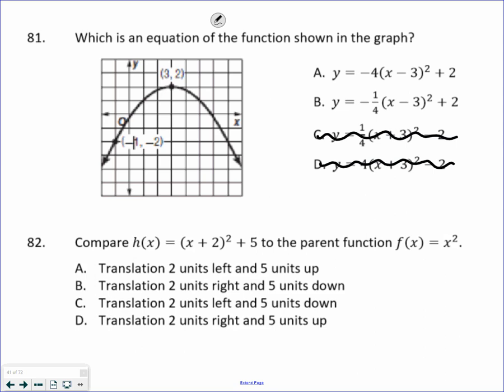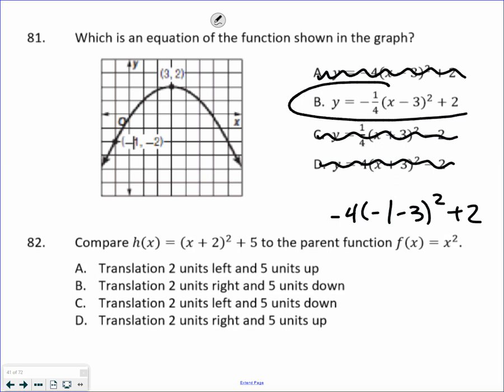So now it's a matter of which one has the other point. Okay, the other point that you are given is, and I know it's hard to read here, negative 1, negative 2. So I need negative 1, negative 2 to work in the problem. Okay, so let's put negative 1 into the top equation. Negative 4 times negative 1 minus 3, squared, plus 2. So wait a minute. Negative 4 squared is 64 times negative 4 would be way too big. Okay, so it can't be A. It's got to be B. Let's see if it works.